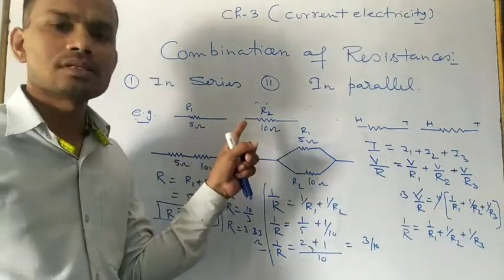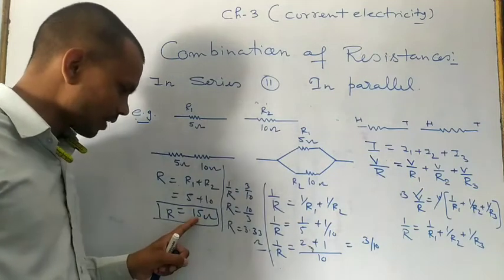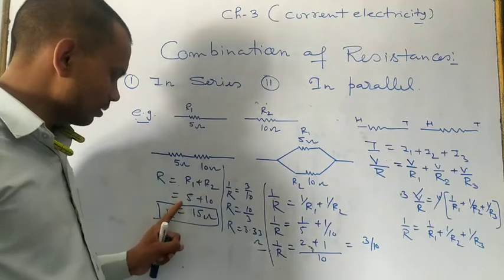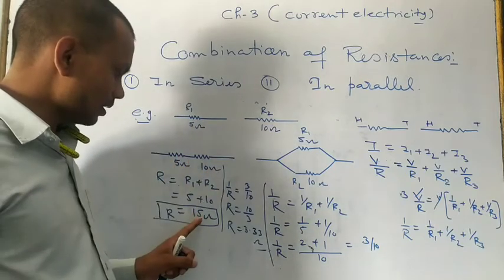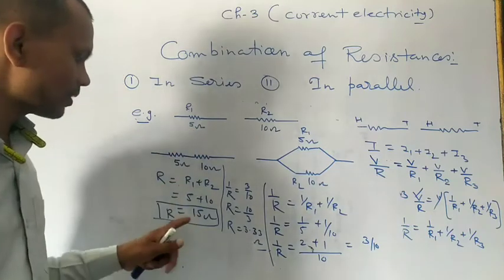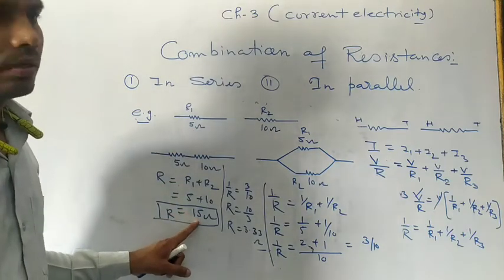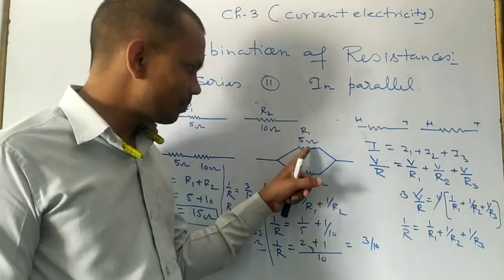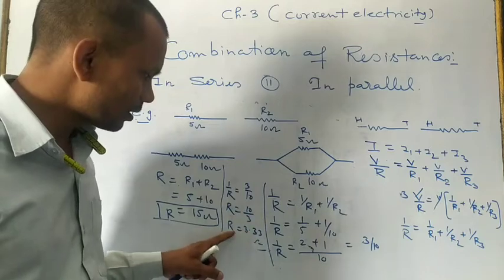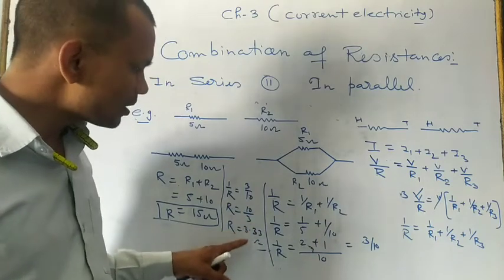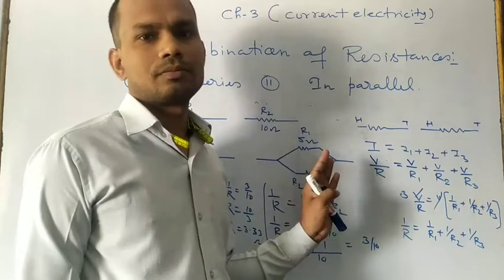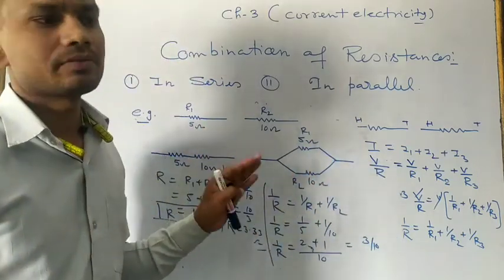So here you have to see, in the case of the series arrangement, when we combine the given resistances, the equivalent resistance is 15. It is increased, since the resistances are 5 and 10, but the equivalent we are getting is 15. And in the case of the parallel arrangement, the equivalent resistance is 3.3 ohm, which is less than both the resistances, 5 ohm and 10 ohm. So this is the simple verification of this.